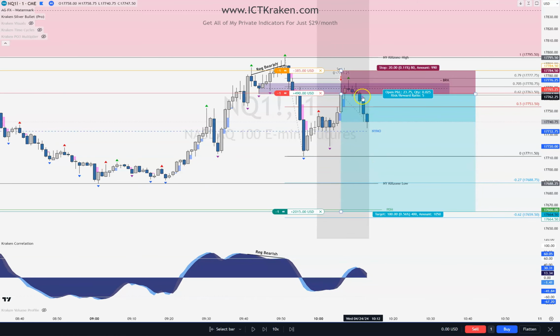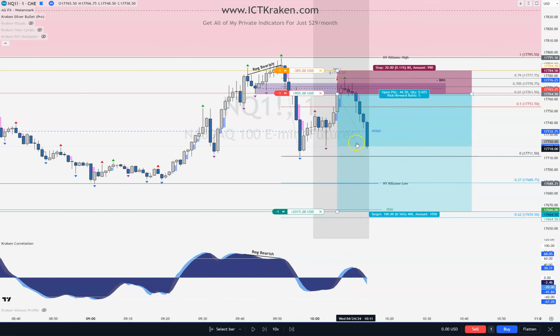Count the PD arrays with me. There's 1. This would be 2. This little one, if there is one there, I don't think there is anymore. This would be 3 right here. There is a little one right here. You can see a little pink, but it goes away because it's not actually there.